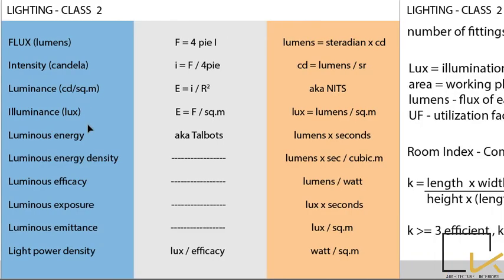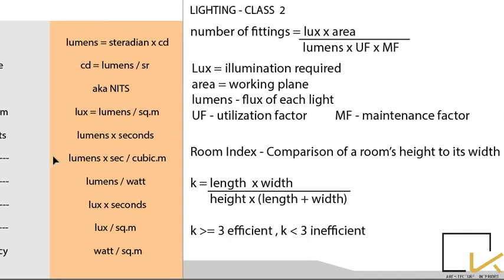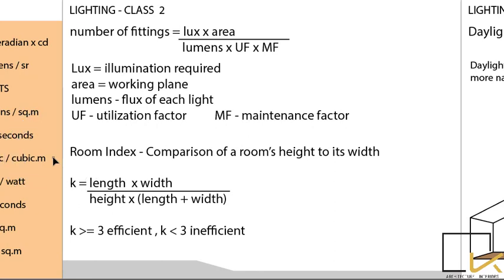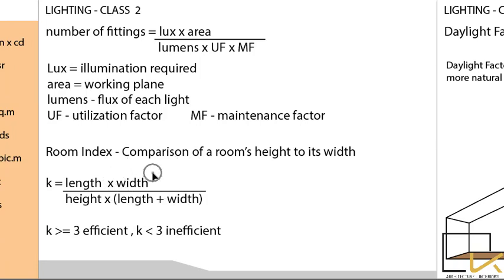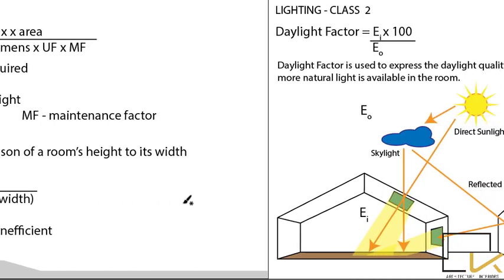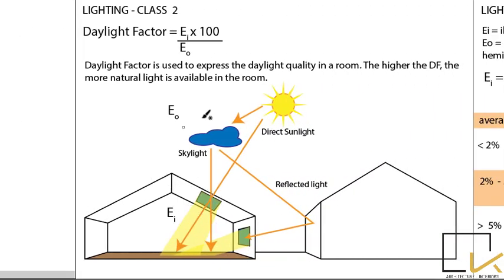Next we saw the number of fittings: lux times area divided by lumens times UF times MF. Then we saw the room index, that is length times width divided by height times the sum of length and width. If it is greater than or equal to 3, it's efficient. If it is less than 3, it's inefficient. Then we saw daylight factor, the daylight quality in a room. It is always expressed in percentage.